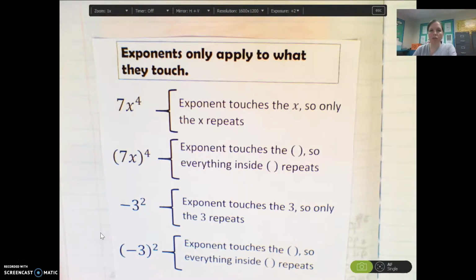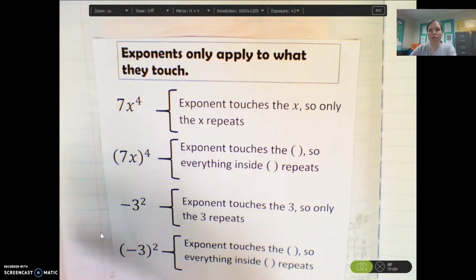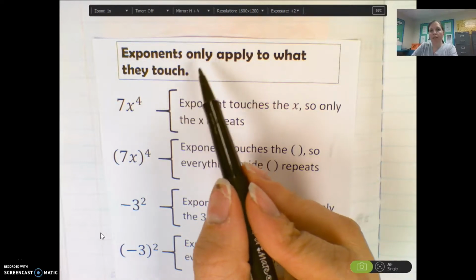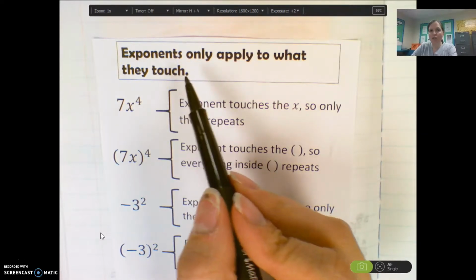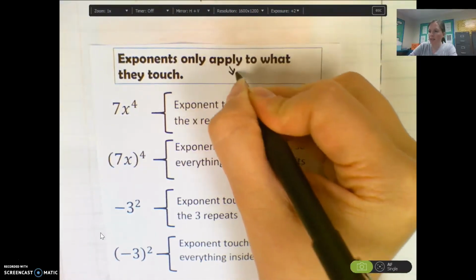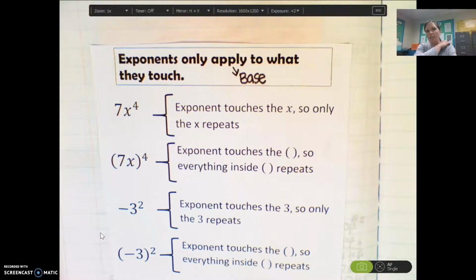And that is that exponents, just because this says 7x to the 4th, doesn't mean that everything in my expression is part of this 4th power. So identifying what the base of the problem is, the base is what's going to be repeated. So if you go back to the previous page where we had the vocabulary, the base is the part that's actually going to be repeated. And so exponents apply to only the base. They only apply to the part they directly touch. So applying here, I'm going to write this little note here. They apply to the base. The base is what they are touching.